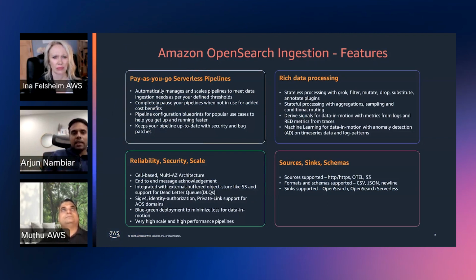Firstly, it's a completely pay as you go service, which means you pay only for the data you're transforming. You don't pay for the infrastructure per se.